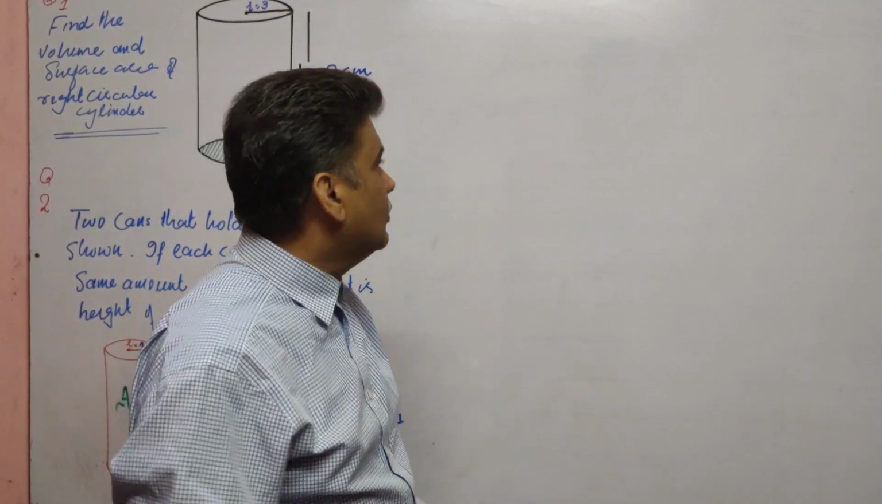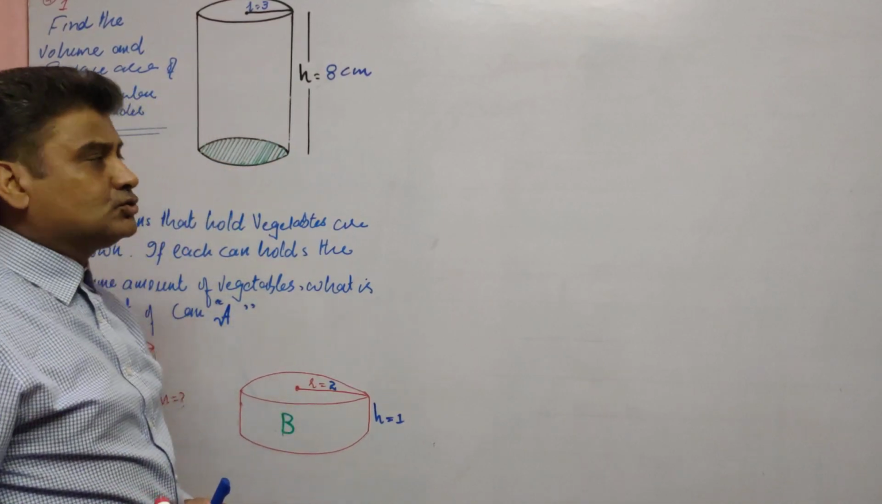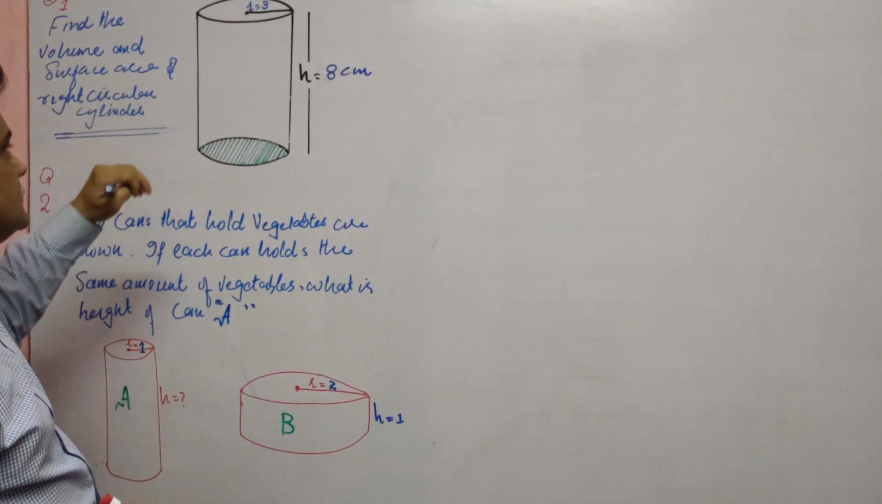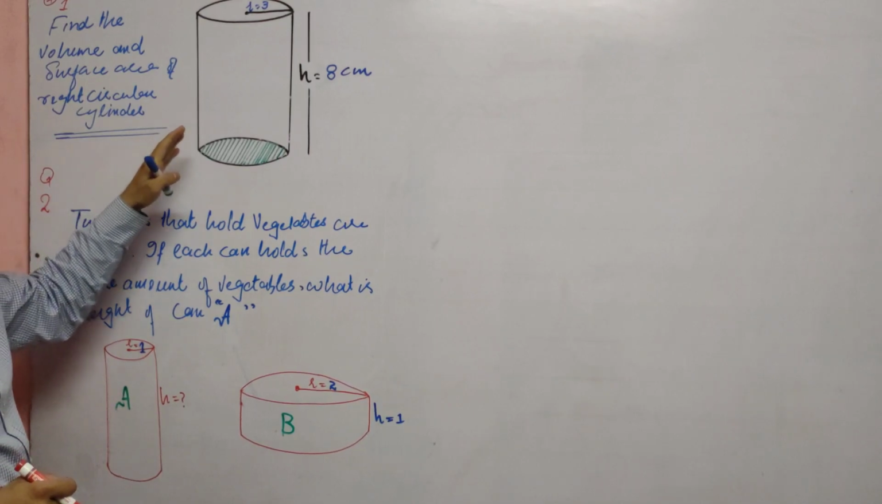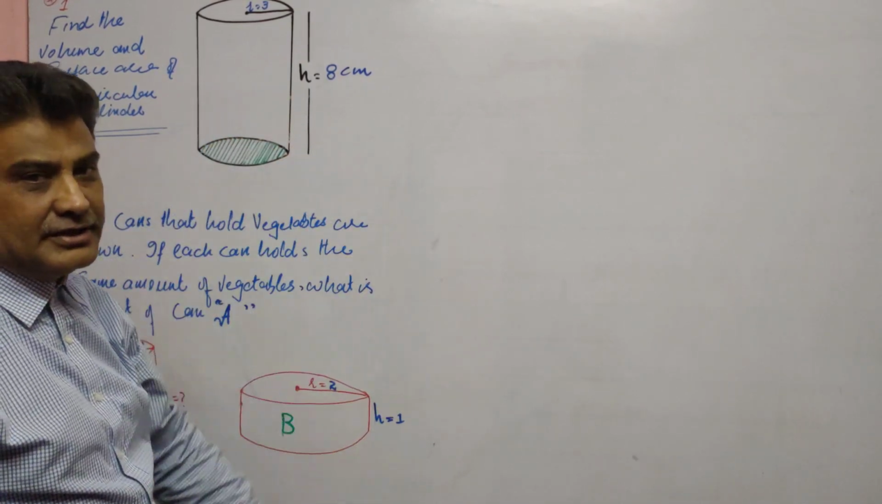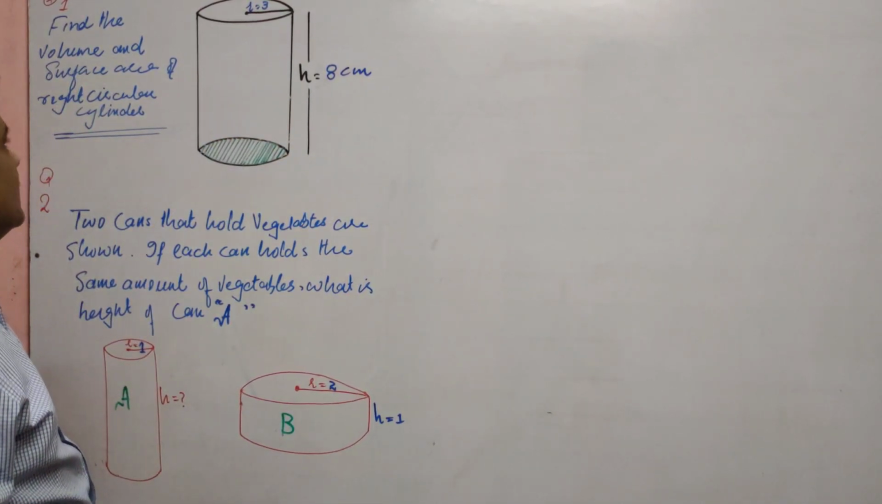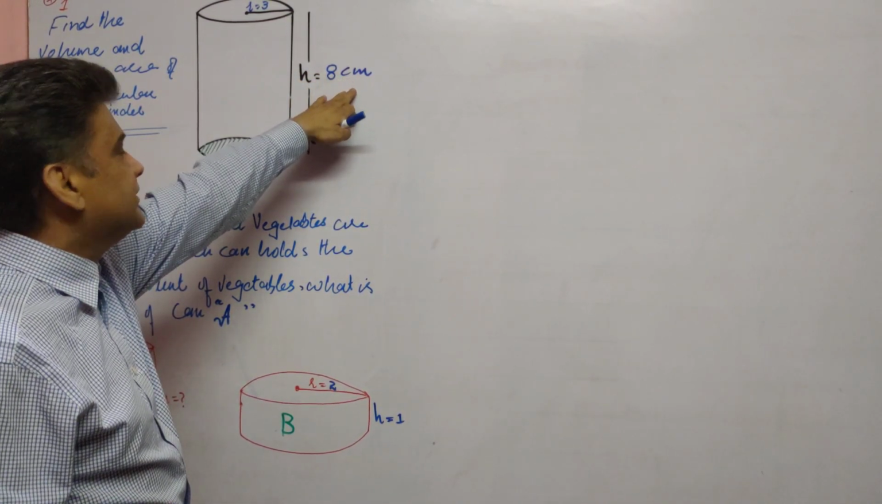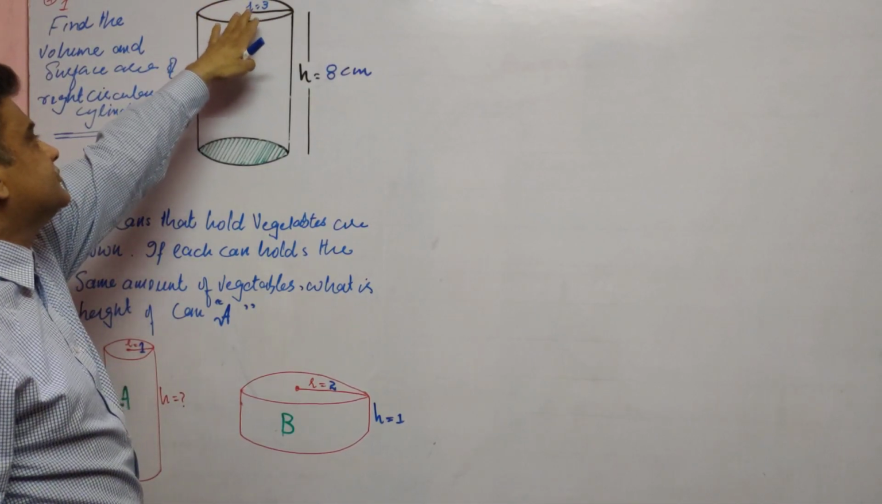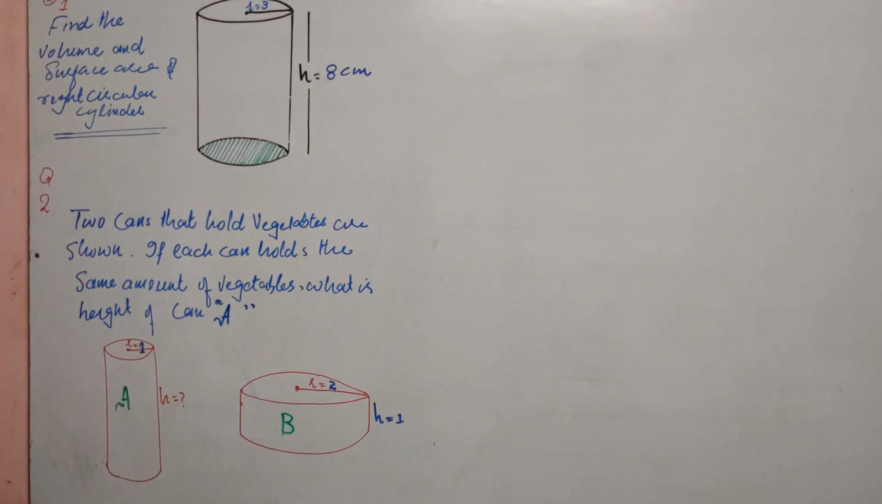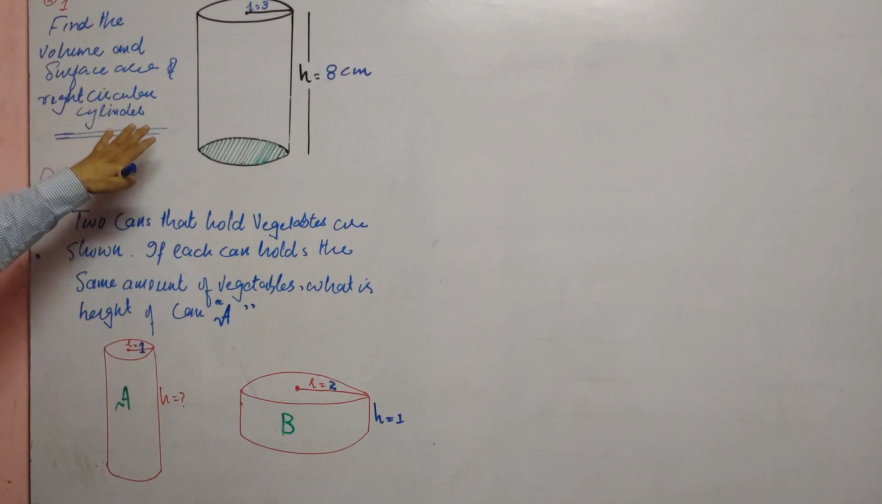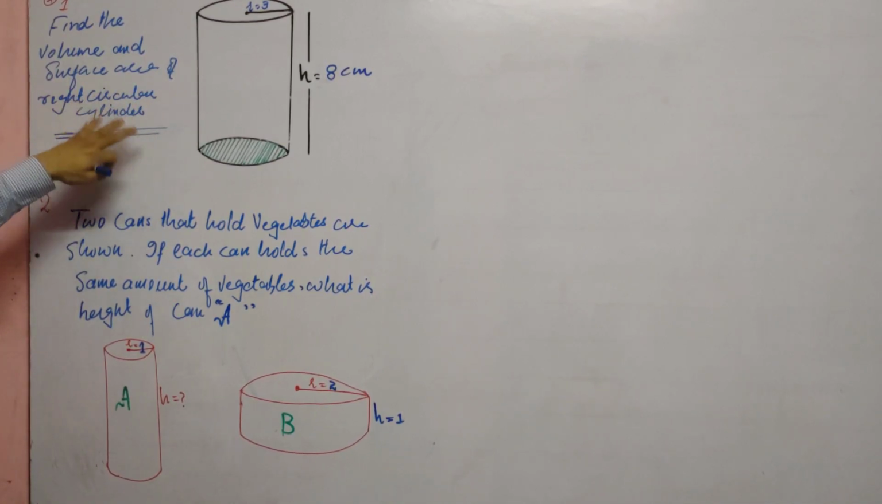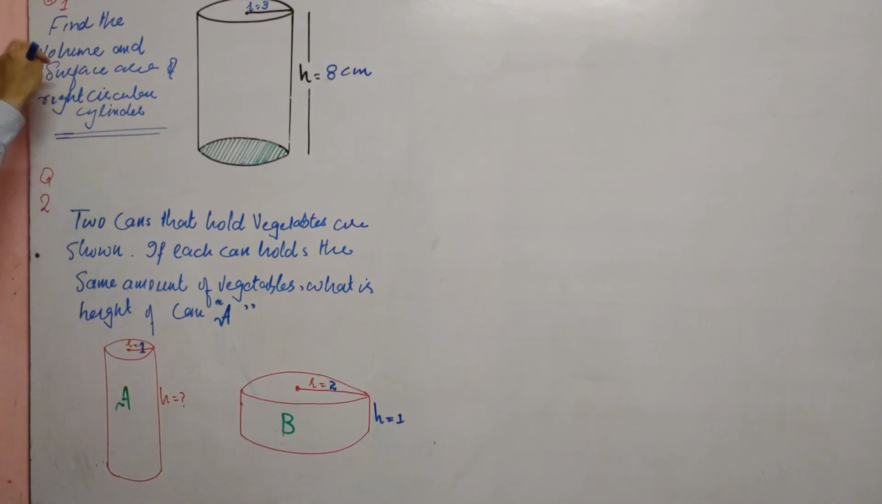Today in this video we will solve two simple questions about the volume and surface area of a right circular cylinder. From the figure, it is given that the height of the cylinder is 8 centimeter and the radius of the cylinder is 3 centimeter. We have to find the surface area of the right circular cylinder and the volume.